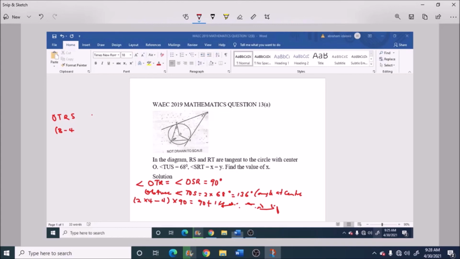So we have 4 times 90 is equal to 316 degrees plus x. So we have 360 minus 316 equal to x. So x is equal to 44 degrees. So the value of x in the diagram above is 44 degrees.